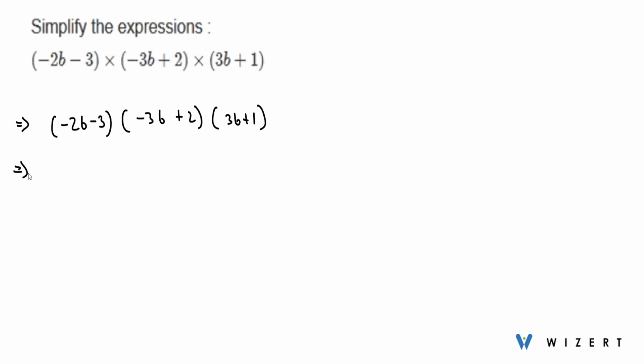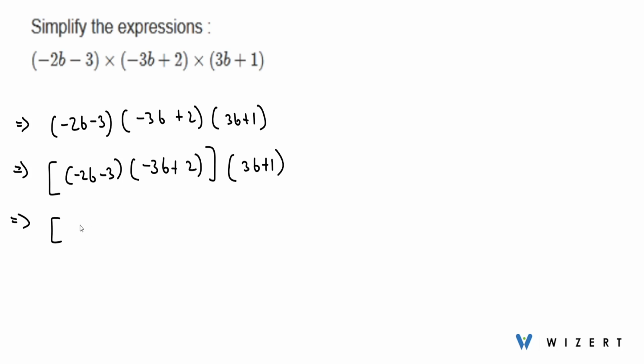Now what we have to do is we have to take two brackets at a time and solve it, and then we have to multiply it with the third pair of brackets. So let's put it in a secondary pair of brackets. So minus of 2b minus 3 multiplied by minus of 3b plus 2, and then we have 3b plus 1.